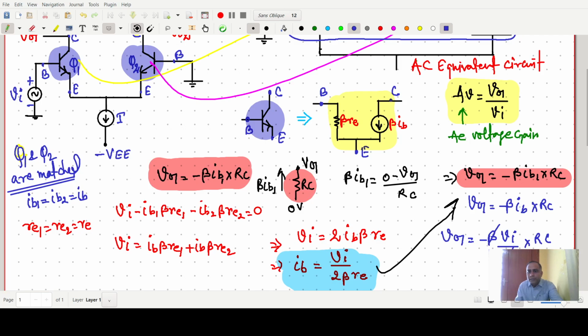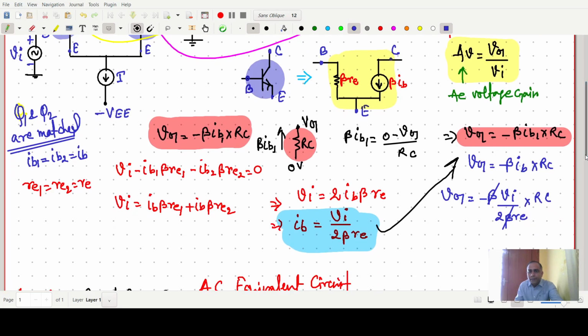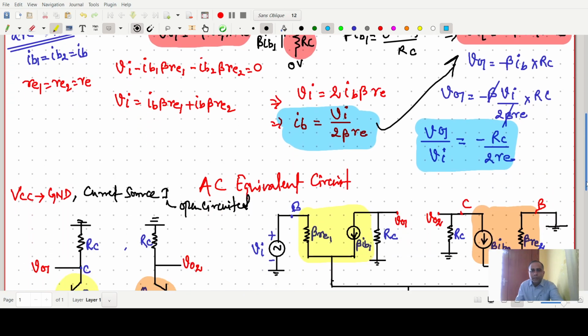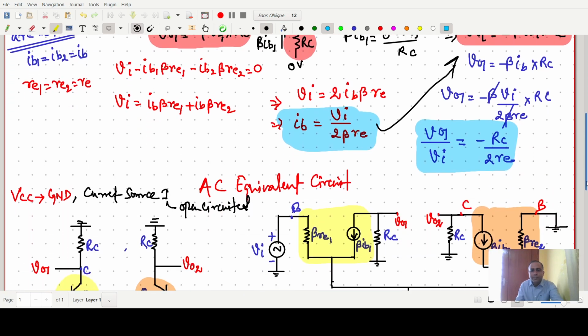This beta and this beta will cancel out, and the value of V naught 1 upon VI, which is our single input gain, is minus RC upon twice RE. So this is our final result, the gain. The AC voltage gain for a single input is minus RC upon twice RE. This is the voltage gain calculation that we have found.